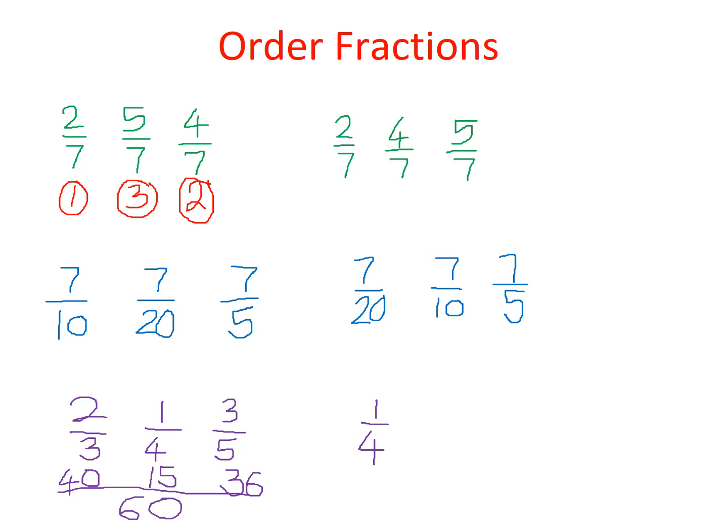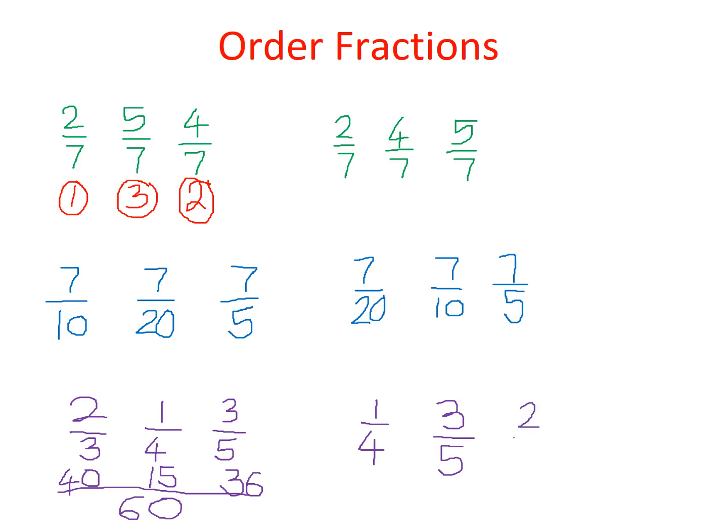What's the next one? Because 1 over 4 is 15 over 60. The next one is 3 over 5. Why? Because 3 over 5 is 36 over 60. I'd rather score 36 over 60 than score 15 over 60. You know that, right? So we have 3 over 5. And then the best score is 40 over 60, and that is 2 over 3.